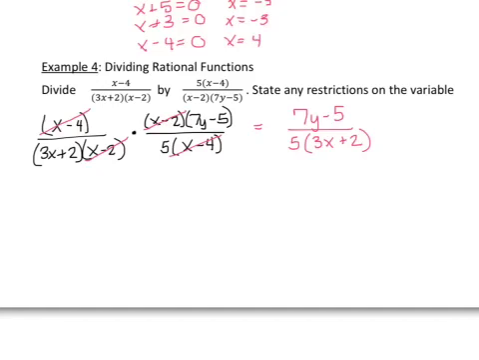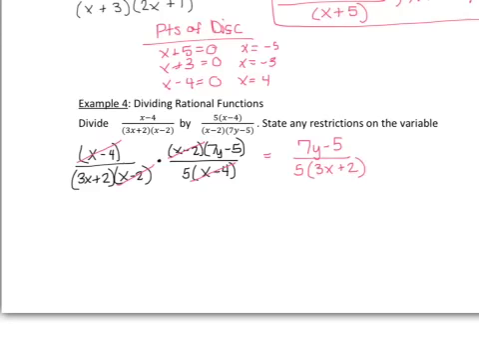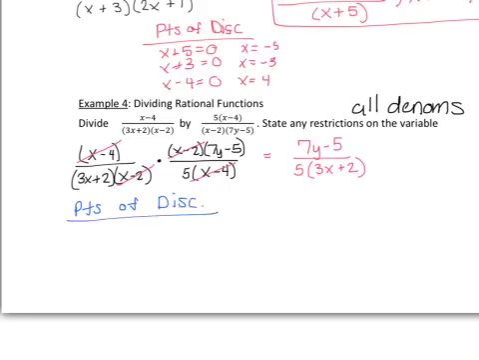Now, the restrictions become a little more intense when we divide like this because we have to use all denominators. So that means the ones we started with and the ones we ended with. So for our points of discontinuity, we need to use both of these. These started out as denominators, and these ended up as denominators. So we have to use all of those.